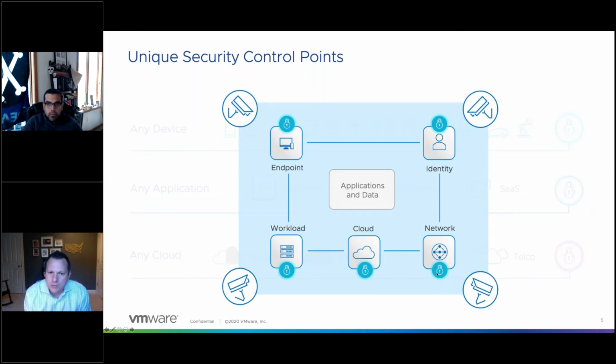When we look at workloads in cloud on the bottom left, in many ways they behave very similarly to the way an endpoint behaves. You usually need to install sensors in those environments. In most cases, they're running full-fledged operating systems, whether they're Windows or Linux operating systems.